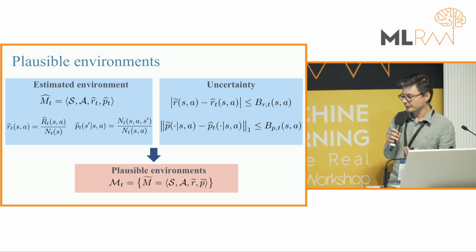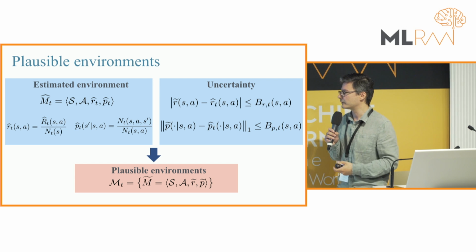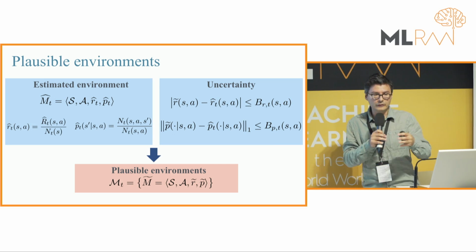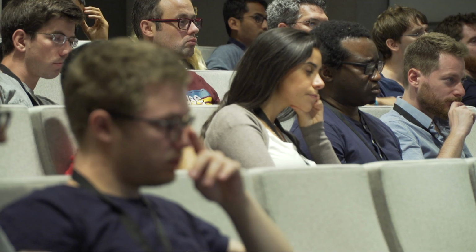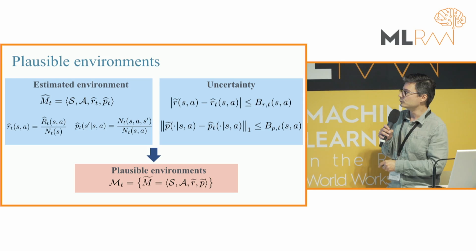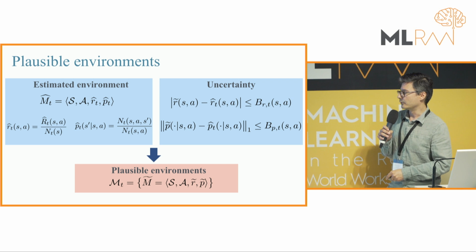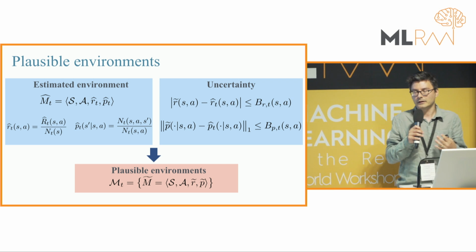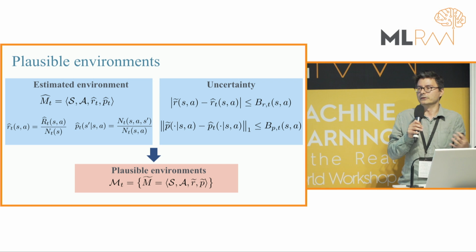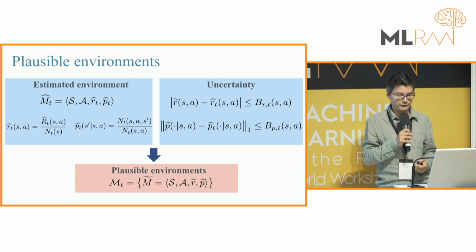And the result of being aware of the uncertainty leads to this space of possible or plausible environments which look like the estimated one up to some confidence intervals. So this set here that I call plausible environments is all the things that, given the uncertainty that I have, might actually be the true environment according to what I observed so far.